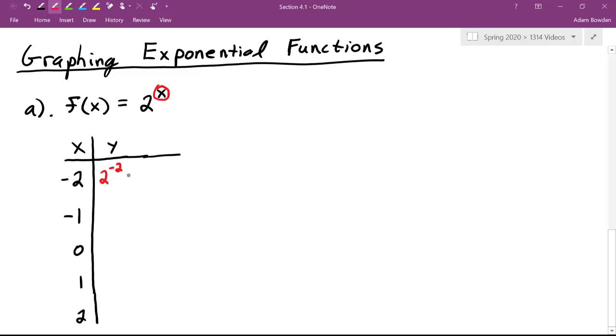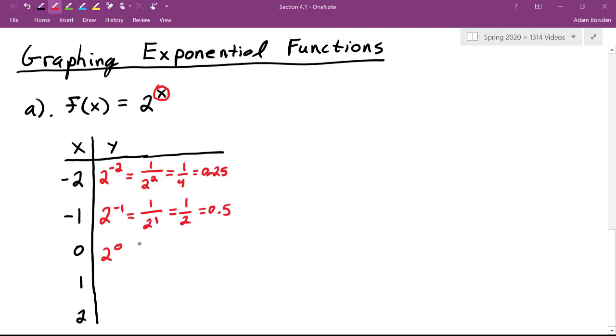Keep in mind that a negative exponent can be brought downstairs into the denominator as a positive exponent. So this would be 1 over 2 to the second power, or just 1 over 4. And 1 over 4 as a decimal is 0.25. If we do this for -1, 2 to the -1 would be 1 over 2 to the first power, or just 1/2, which would be 0.5.